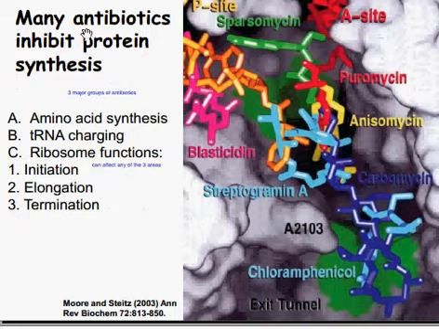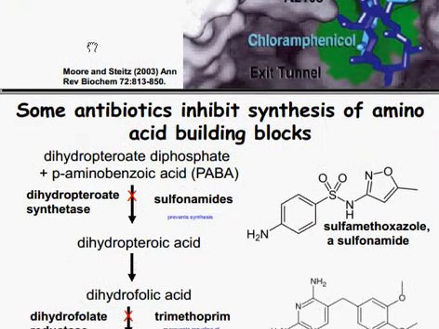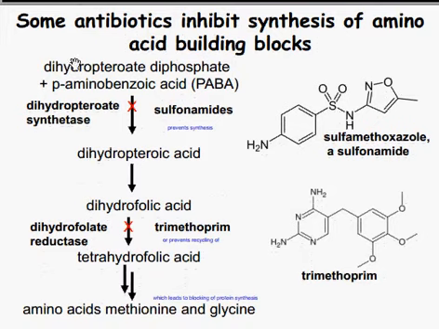So many antibiotics inhibit protein synthesis. There are three major groups of antibiotics. They block amino acid synthesis, tRNA charging, or ribosomal functions, which can be subdivided into initiation, elongation, and termination. And many antibiotics can affect any of the three areas. So some antibiotics inhibit the synthesis of the amino acid building blocks, like dihydropteroate diphosphate plus para-aminobenzoic acid, PABA.